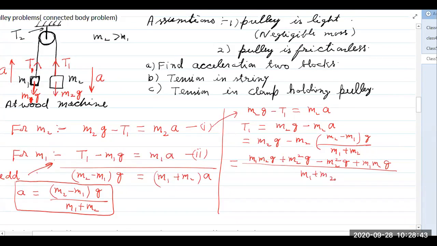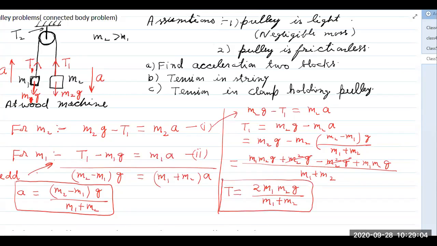So what are the things which are going to cancel here? You can see this one will get cancelled and we are left with 2 M1 M2 G divided by M1 plus M2. So this is the tension which we are getting in the string. Tension is this much. Okay. Now, if this is the tension, what will be the tension in the clamp, the upper one?